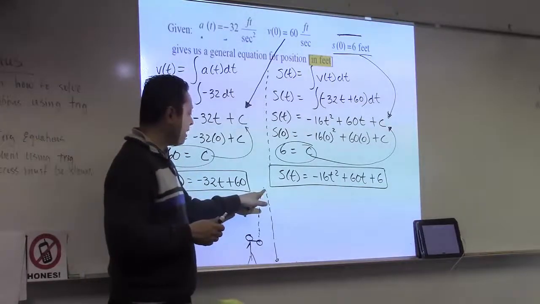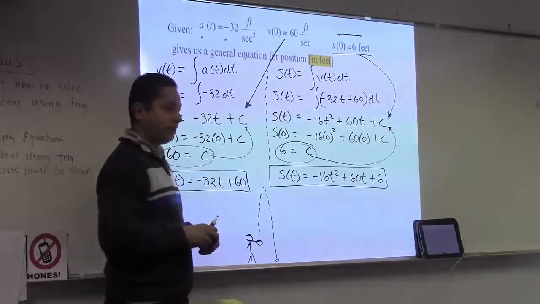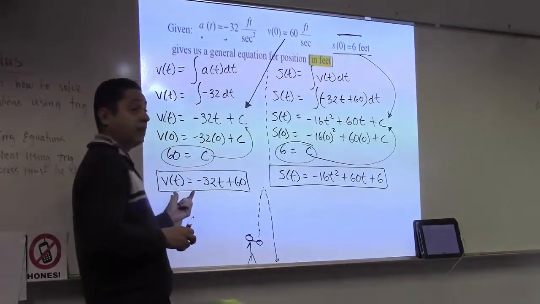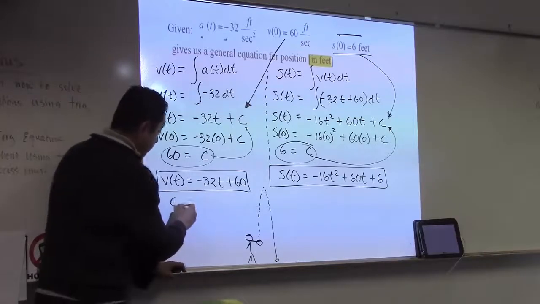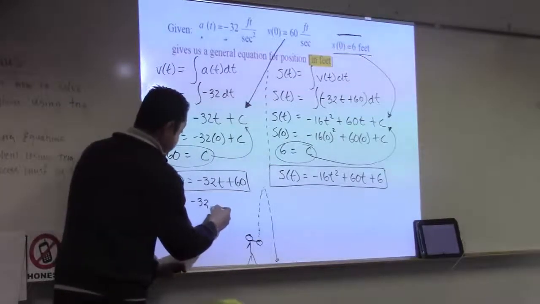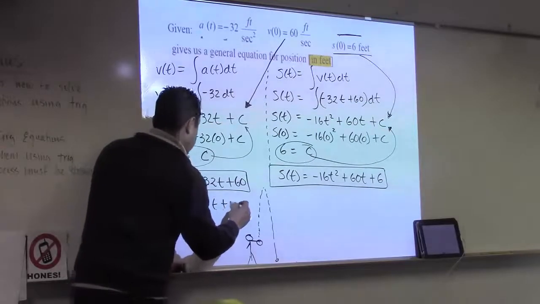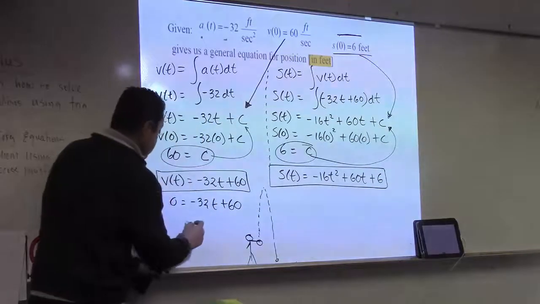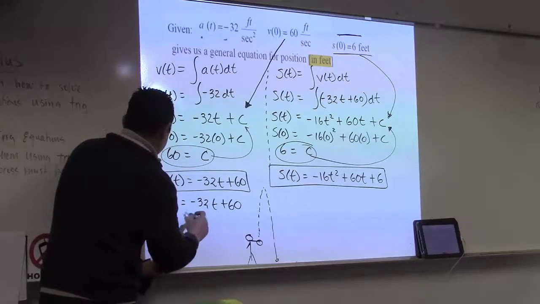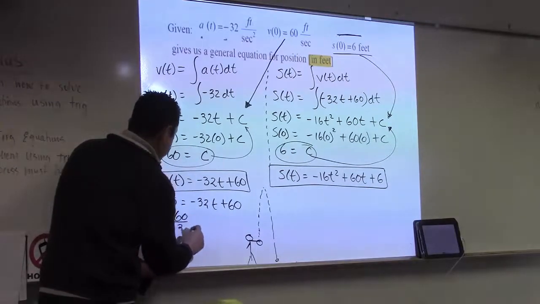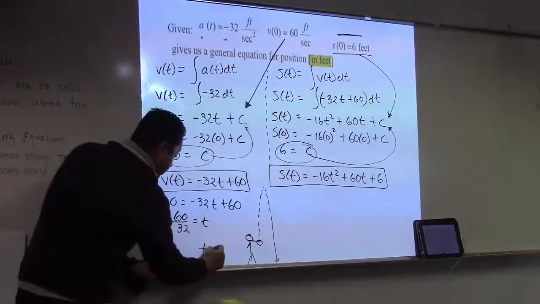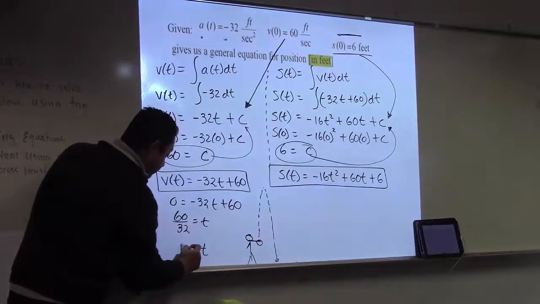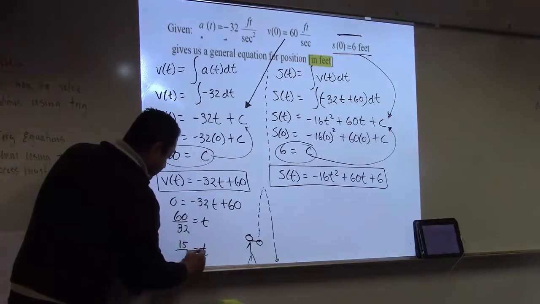So we're going to figure out when the velocity is 0 by taking the velocity function and setting it equal to 0. All right, so 0 equals negative 32 t plus 60. So 60 divided by 32 equals t. T equals 15 divided by 8.